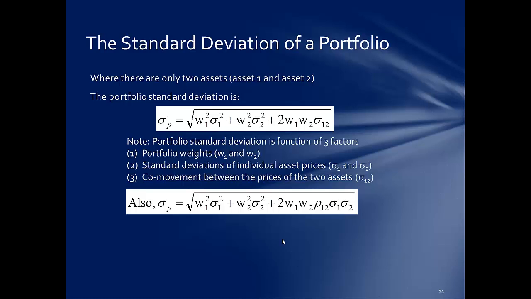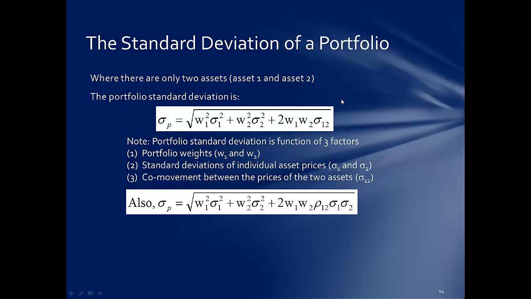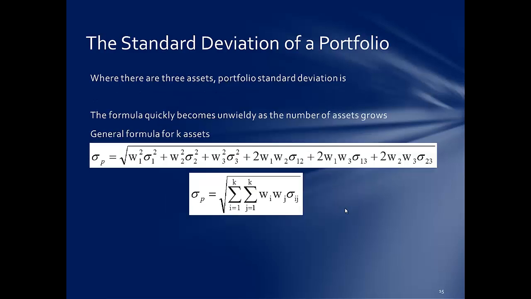Now, we could represent this same equation slightly differently, since the correlation coefficient, or rho ij, is the covariance over the product of the standard deviations. We could replace the covariance with rho ij times the product of the standard deviations. So we can make that replacement. We can replace the covariance with rho times the product of the standard deviations, and it's still the same formula.